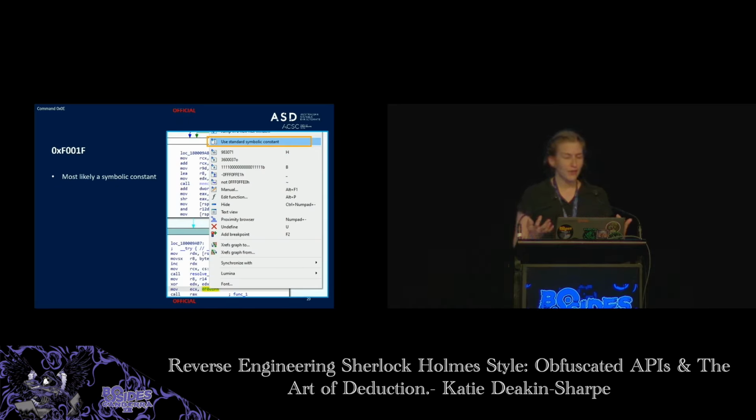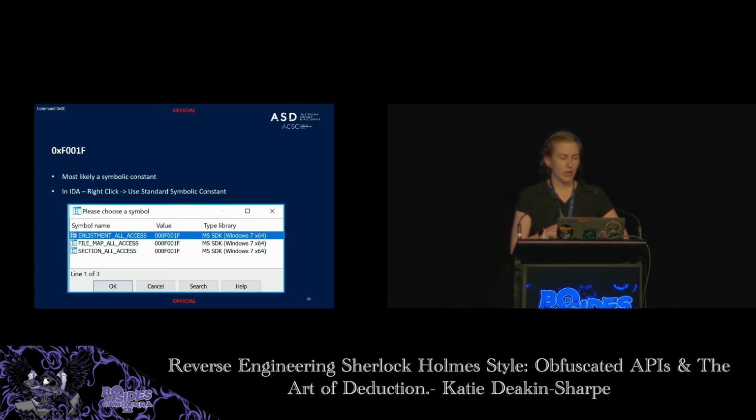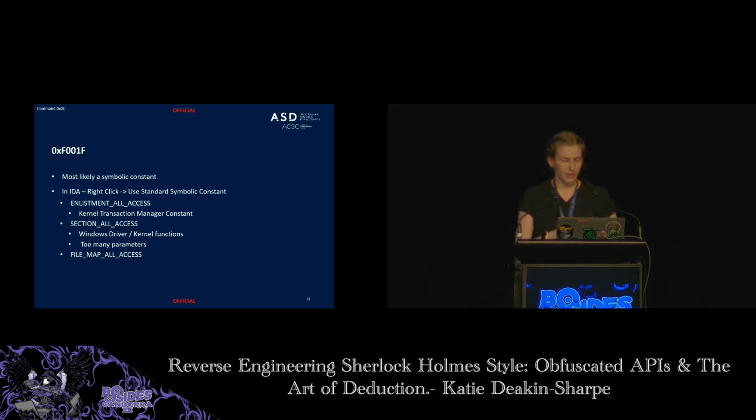Now, starting with our first clue, I think our best clue is this F001F number. It's a specific looking number. To me, it's most likely a symbolic constant. So in IDA, you can right click and hit use standard symbolic constant. That's going to bring up a list of all of the symbols in the Microsoft documentation that have this value. In this case, there were 3. Looking at each of them, I eliminated the first 2 pretty quickly because they were related to kernel stuff or driver stuff, and I thought that was probably not likely, which left me with one possibility, FILE_MAP_ALL_ACCESS.